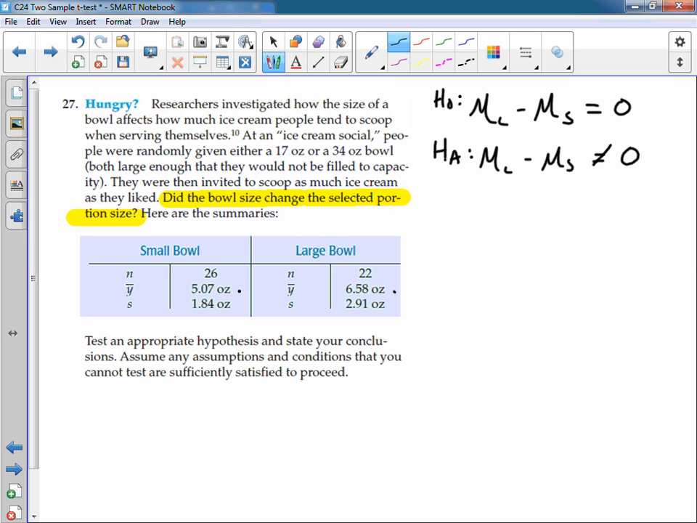All right, we're going to check our conditions. But again, I'm not going to take the time to write them all out. We have done this enough. So, is it random? People were randomly given bowls. So there's a randomness in this experiment. We are giving people random bowls. I guess it's not an experiment. It's an observational study. We're not actually giving any treatments. No, we are.